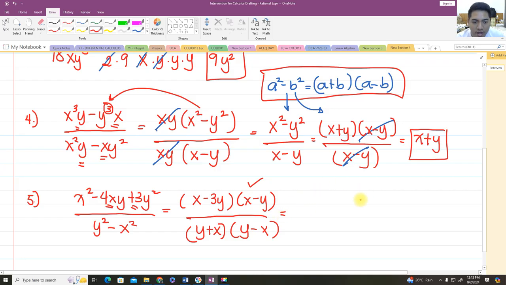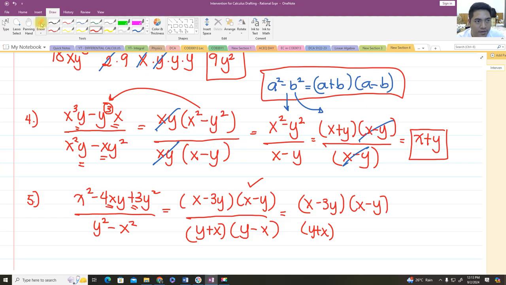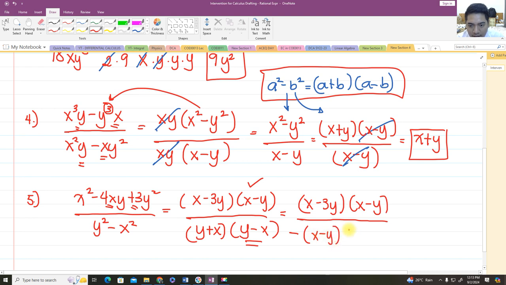But if we just try to factor out the negative here, so you have y plus x, then factor out the negative 1. This will become x minus y, and then you have y plus x. So it means I factored out the negative 1 on the y minus x, so it becomes x minus y. So as you can see, the x minus y now will cancel.